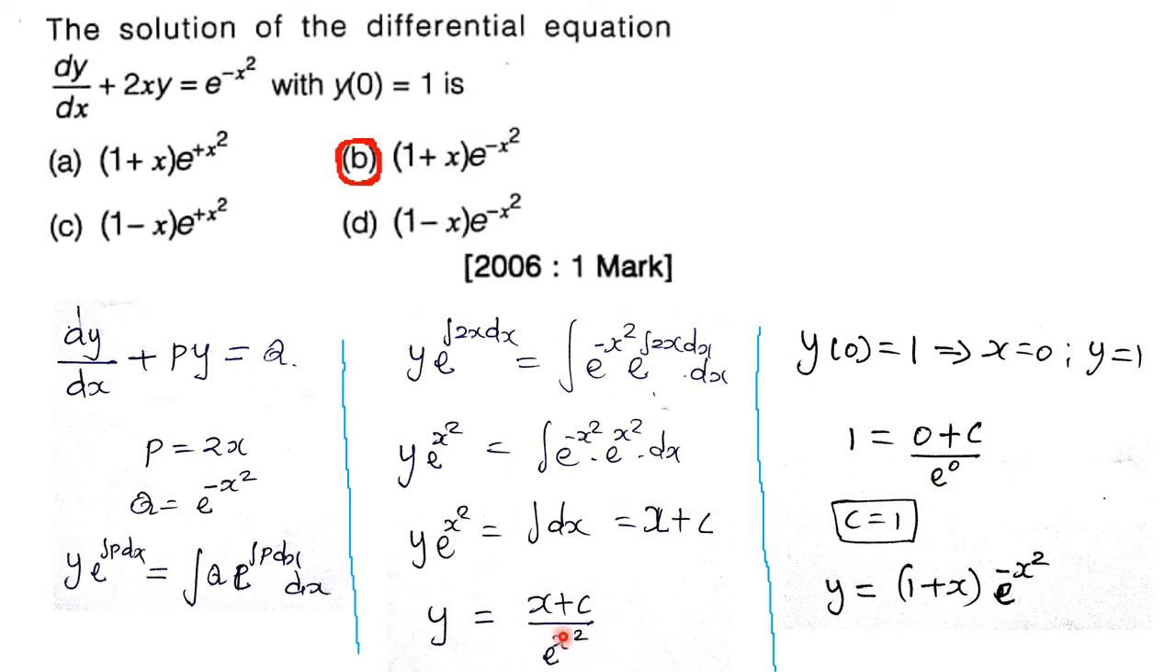When you substitute x is equal to 0, we get e power 0, so c is equal to 1. Now substitute c is equal to 1 in this equation: x plus 1 divided by e power x square. We take e power x square to the numerator from the denominator, so it becomes e power minus x square. So y is equal to 1 plus x into e power minus x square is the solution for the given equation. So option B is the correct answer.